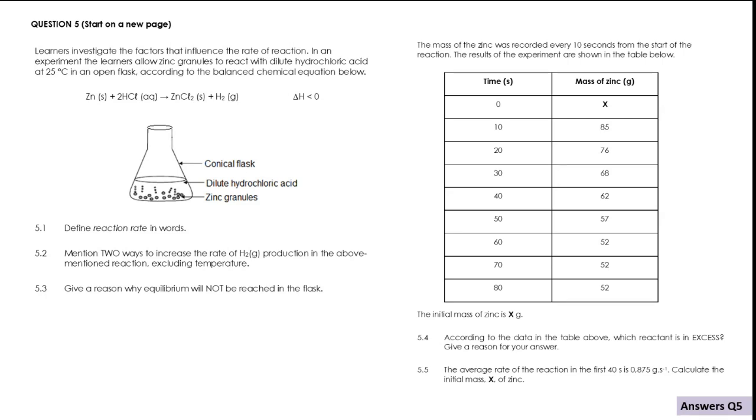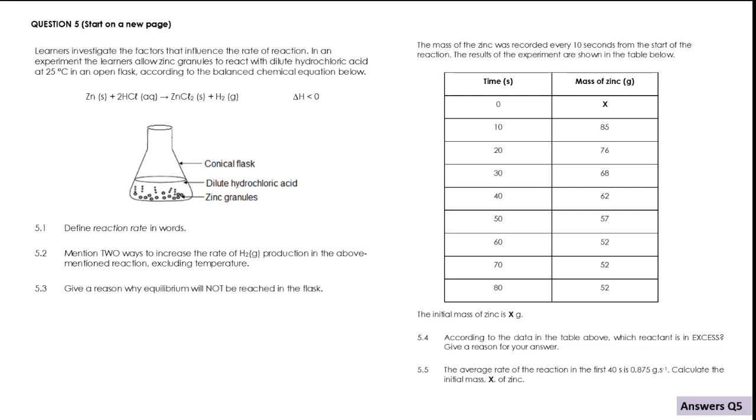Very, very important definition. So make sure from the examination guidelines that you have got that one firmly memorized as well. Question 5.2. Mention two ways to increase the rate of hydrogen gas production in the above mentioned reaction, excluding temperature. That's very clever. Right, excluding temperature.